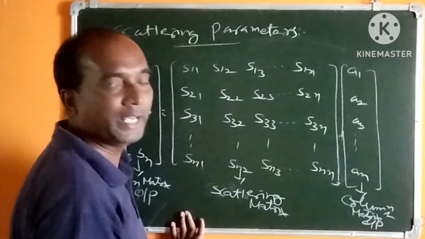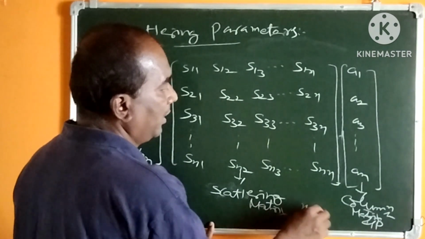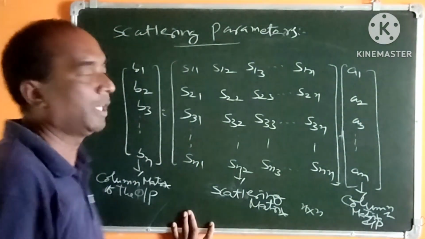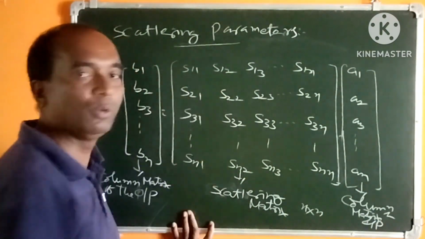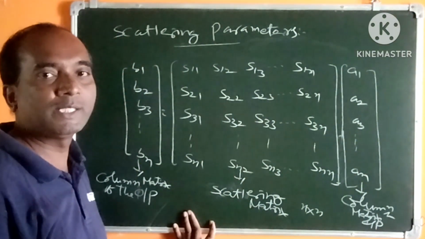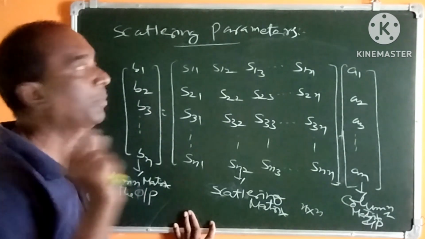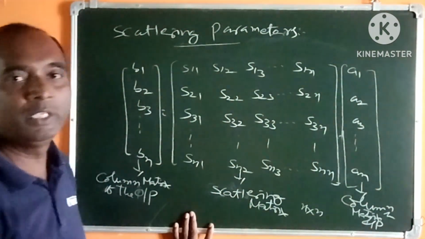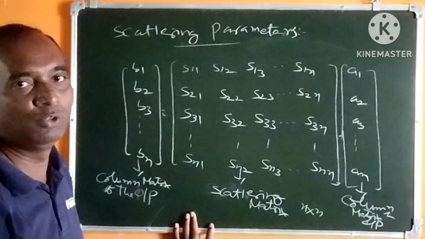The order of the scattering matrix is n by n. So these individual elements or individual coefficients are called scattering coefficients or scattering parameters. So it is the interrelation between the input and the output.